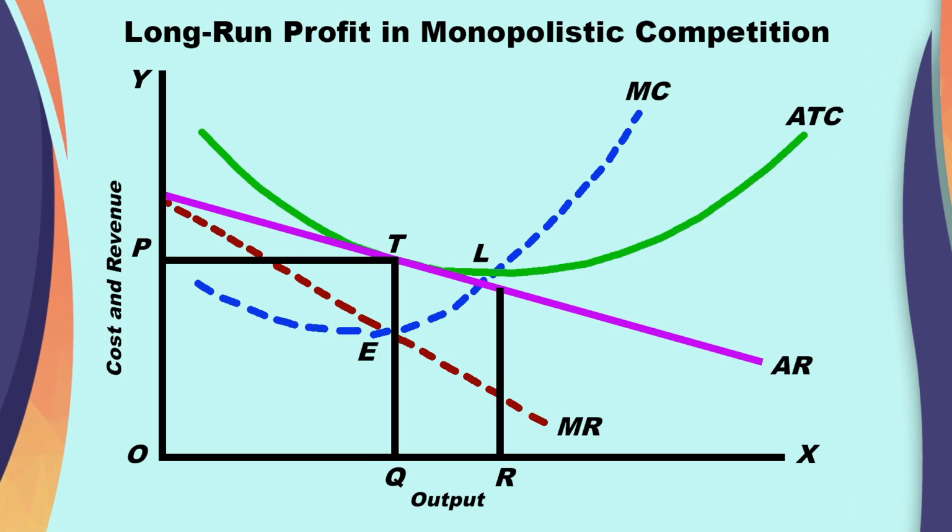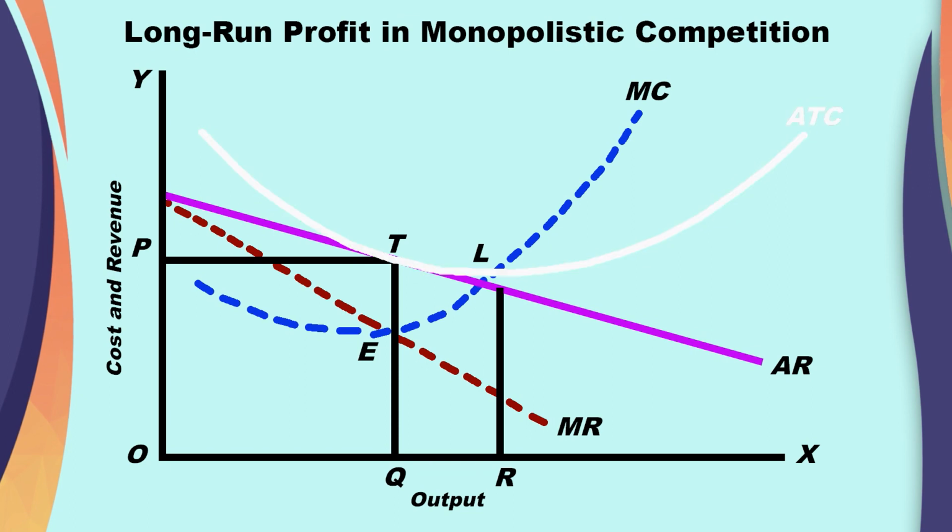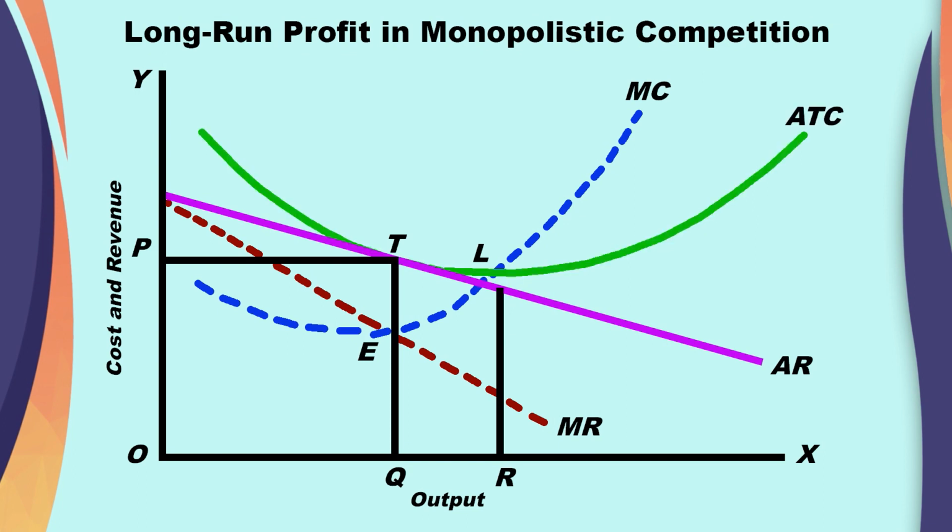Now if we imagine the graphical representation, then we know that the firm produces at MR equals MC, but this output level occurs to the left of the minimum point of the ATC curve. This indicates that the firm is not producing at the lowest possible cost per unit, which is the lowest point of the U-shaped ATC curve, and this shows a lack of productive efficiency.